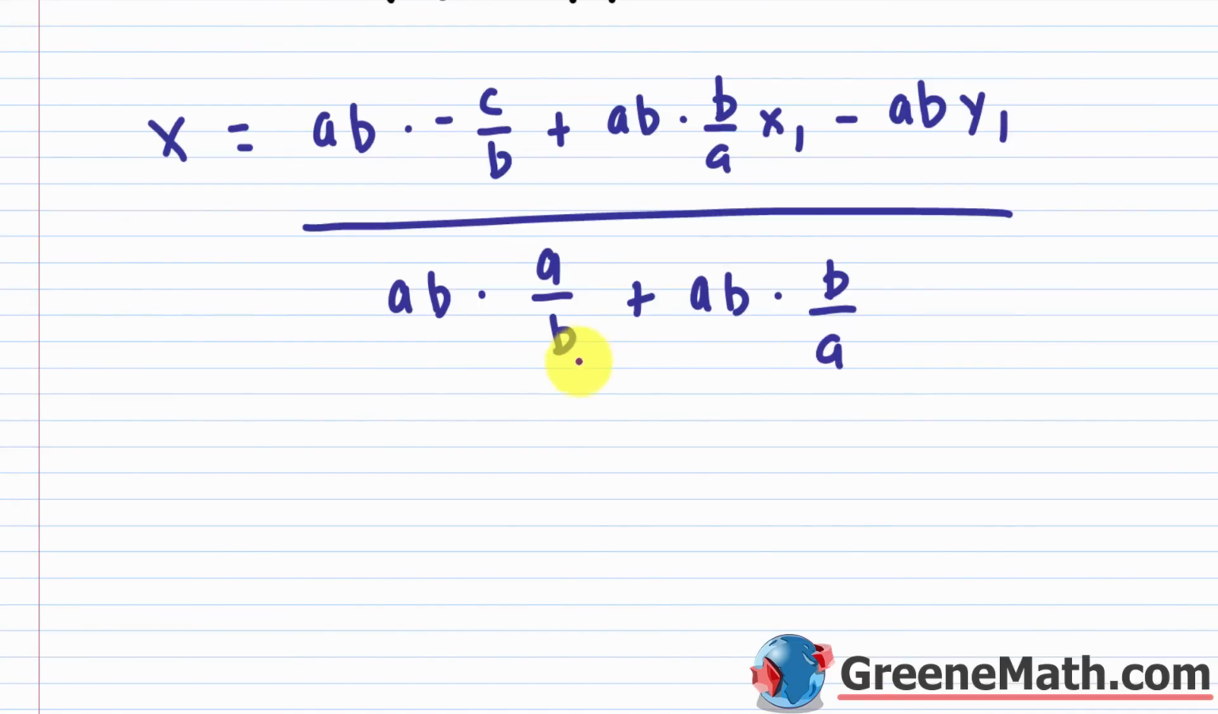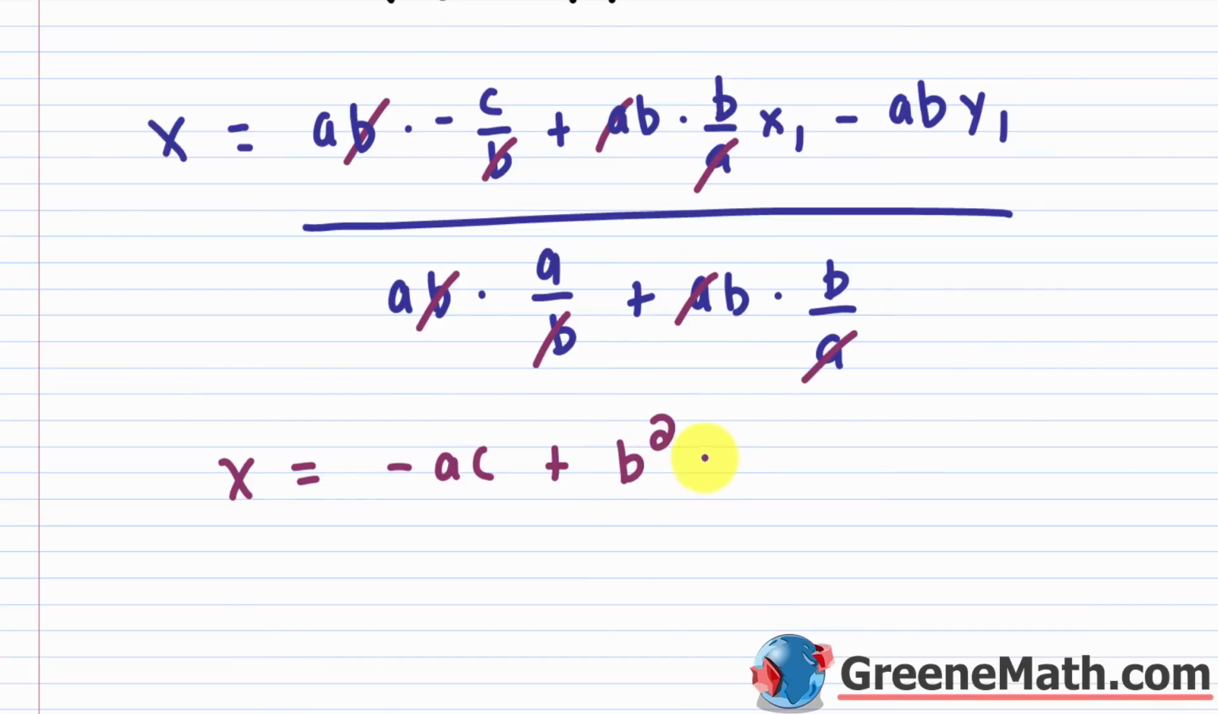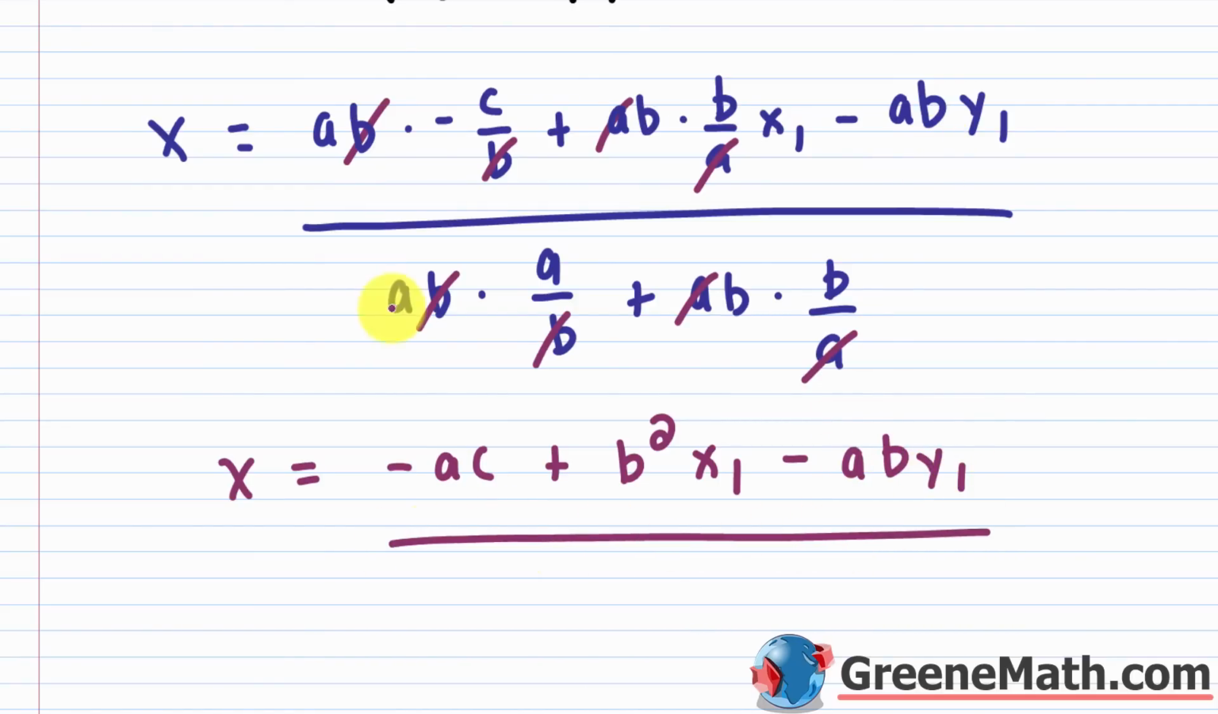Now thinking about this, we can see a lot of stuff's going to cancel. So this b with this b, this a with this a, and then nothing over here. Down here you have this b with this b, and then this a with this a. So let's go ahead and write this as x is equal to, a times negative c would be negative ac. You could also write negative ca, whatever you want to do. And then I'm going to put plus b times b is b squared, so b squared times x sub 1, and then minus, you'll have ab y sub 1. This would be over, you have a times a, that's a squared, and then plus b times b, that's going to be b squared. So that would be my x.